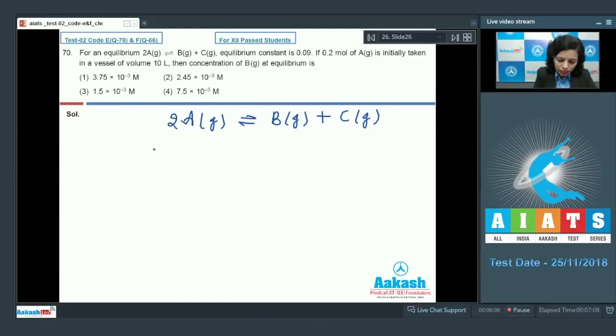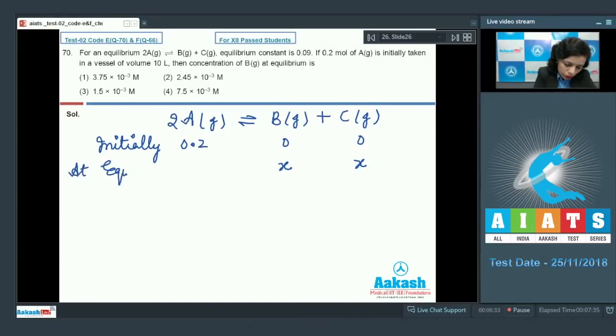Now in this case, we write the initial concentration of A, that is 0.2 mole, which is given in the question. And if we talk about B, there are 0 moles initially because the reaction has not yet started. Say X moles of B are formed at equilibrium, and X moles of C are formed at equilibrium. Then definitely the remaining moles of A would be 0.2 minus 2x.